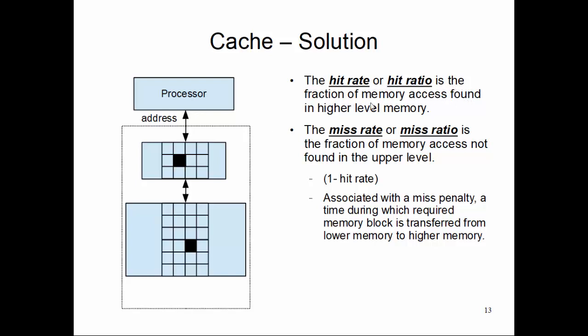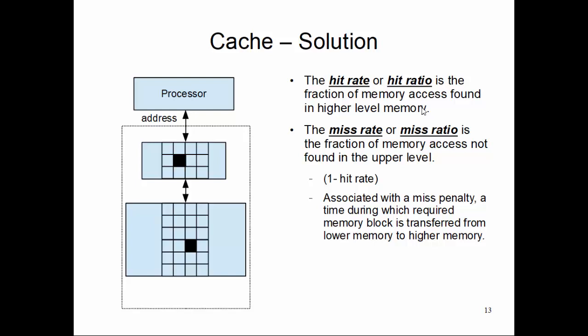Okay, so a hit rate or hit ratio, by definition, is the fraction of memory accesses that are found in the high level of memory. It means the processor's request for that specific address is found in the higher memory, and its data is immediately given back to the processor. So that's a hit scenario, and the ratio of such scenarios to the total number of memory accesses is called the hit rate, and the miss rate is just the opposite, which is 1 minus the hit rate. We call it the miss ratio as well.